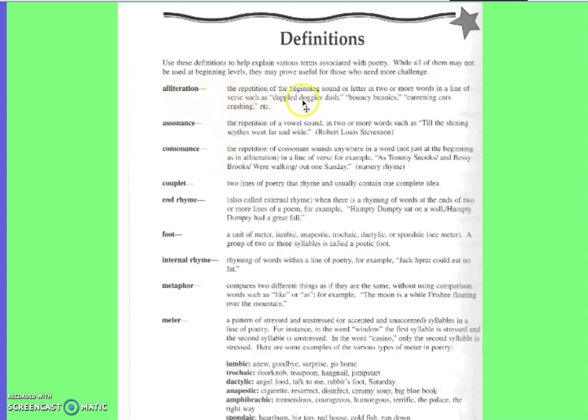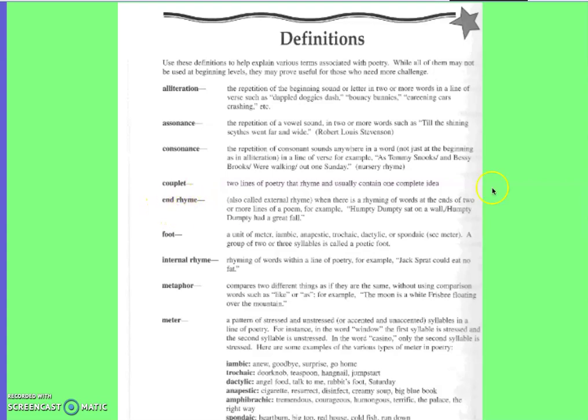Alliteration is the repetition of the beginning sound of a letter in 2 or more words in a line. Verse like dappled doggies dash or bouncing bunnies. Careening cars crashing. Those have the same hard C sounds. So that's the alliteration. Think like Sally sold seashells by the seashore. The repeated S is alliteration, and it gives it a rhythm, which you often will find in poems. There are some other types of rhythm.